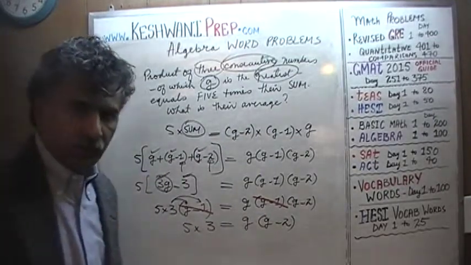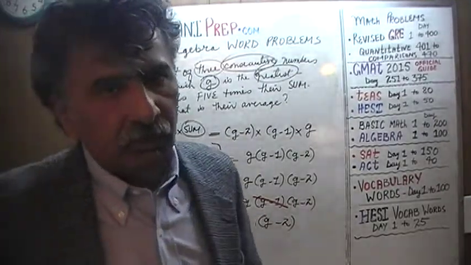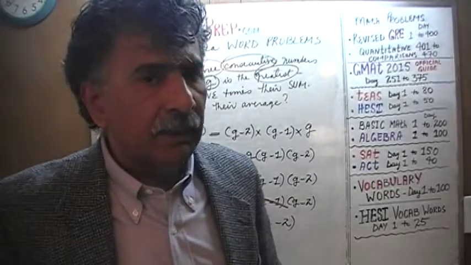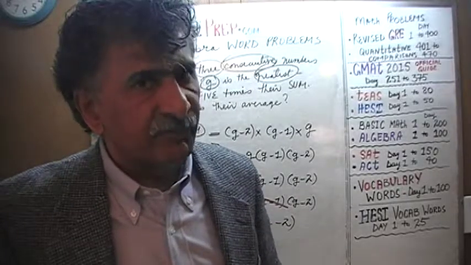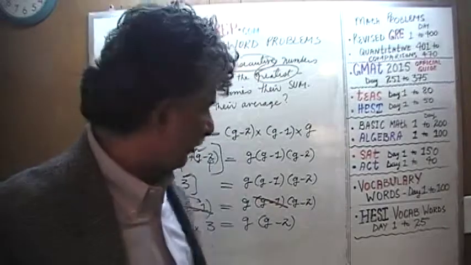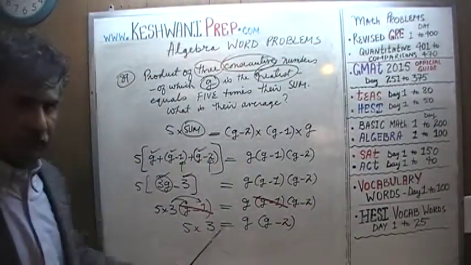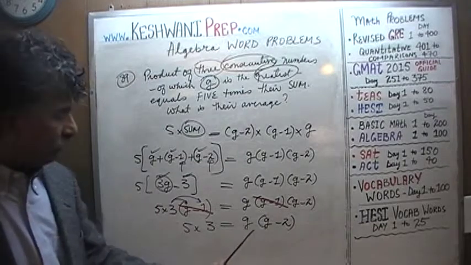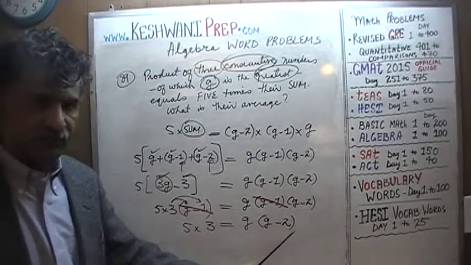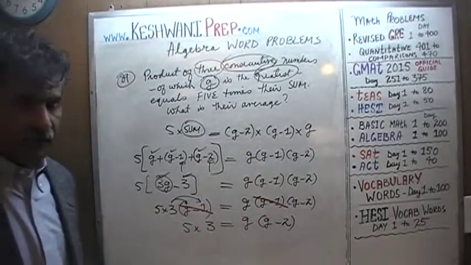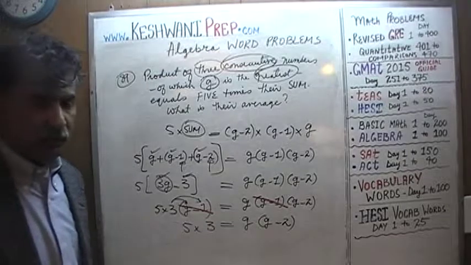Now, if you wanted to, we could convert this into a lot of headache by treating it as a quadratic equation, which is exactly what it is. It is a quadratic equation, because when we open this thing, we're going to get g squared minus 2g. And we bring the 15 on that side, and we'll end up at g squared minus 2g minus 15 equals 0. But none of that is necessary here. We don't have to go that route.